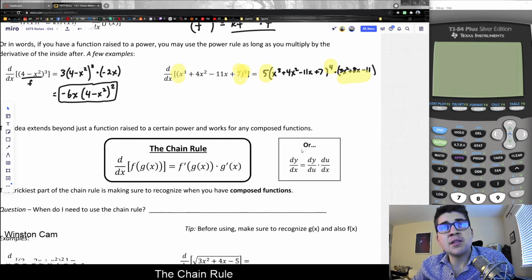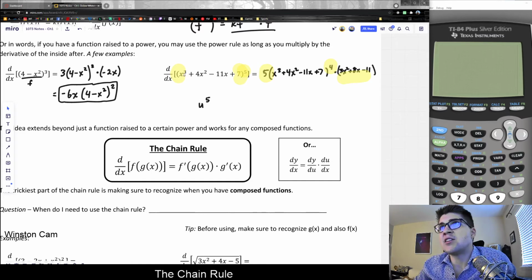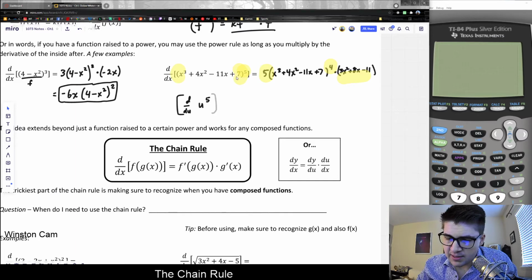And sometimes you can think about it in the context of u substitution. So this could be helpful. Usually I don't like this approach myself, but I could think about this function as being u to the 5th power originally. And I could set u to being all of this stuff. I could then change this derivative to d by du, and then I would want to multiply this by du dx.